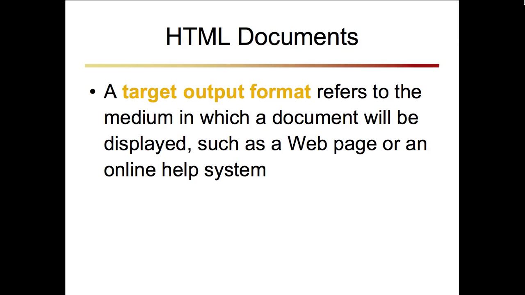Okay, so the target output format refers to the medium in which the document will be displayed, such as a web page, or as an online help system, or as, let's say, a banking system. An application that's going to read it out would be considered a target output format. So we put it in XML to send it to a computer. We put it in HTML for a web browser. Your web browser is the parser. Your web browser is the interpreter. So we have a text file. We send it to any web browser you want. The web browser interprets it.